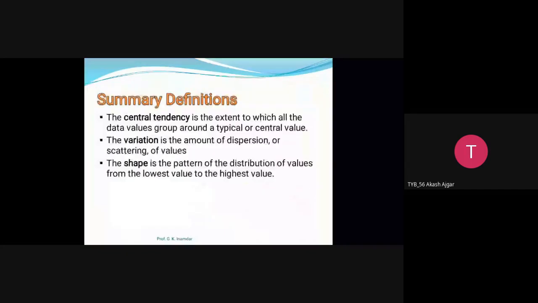So, summary. We will take some definitions. The central tendency is the extent to which all the data values group around a typical or central value. Whatever data we collect by using the different charts, that is just the central tendency, to find out the values. And the variation is the amount of dispersion or scattering of values. The shape is the pattern of the distribution of the values from the lowest value to the highest value. We can calculate that with a simple graph by using different charts, and find out the shape, the pattern of the distribution, from the lowest value to the highest value.